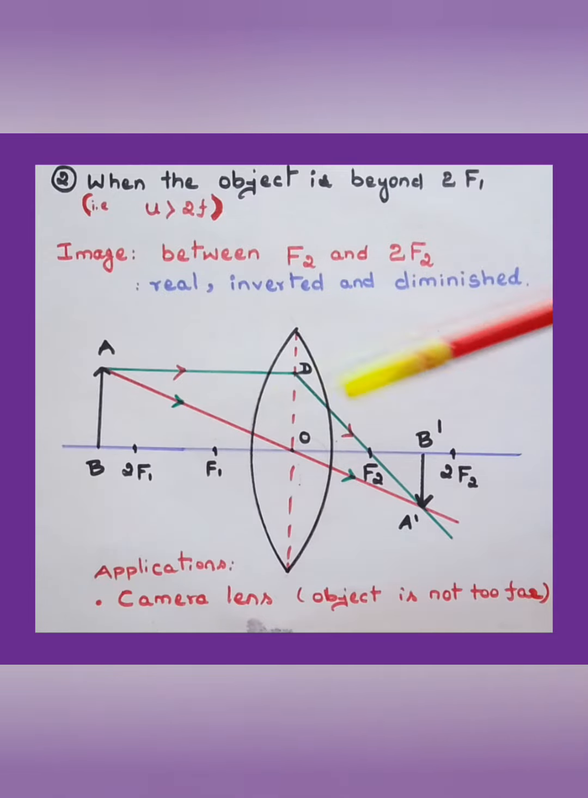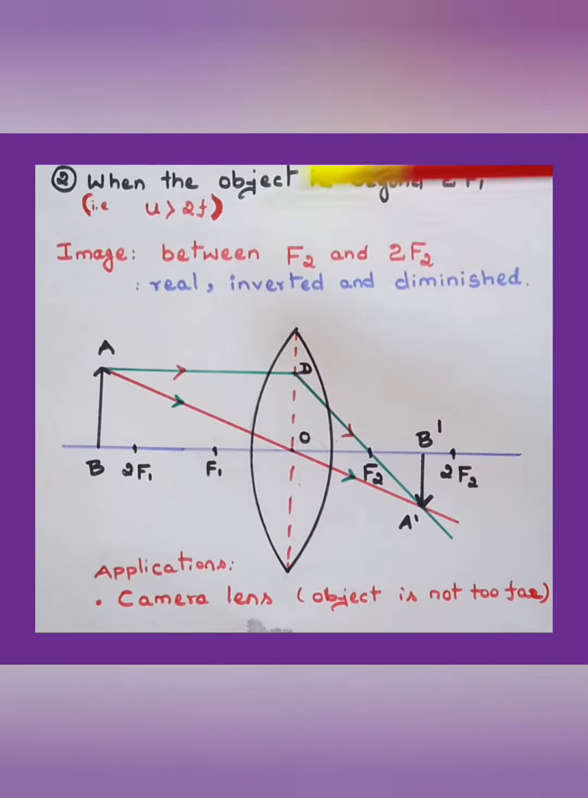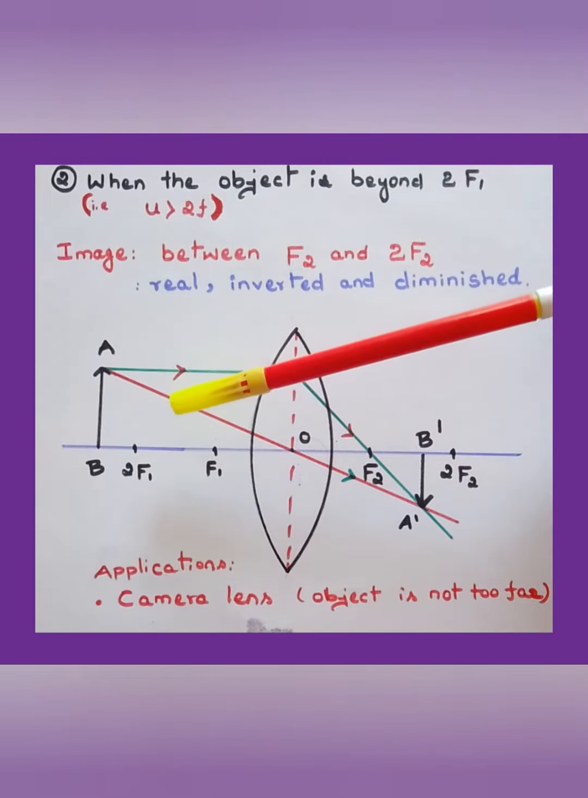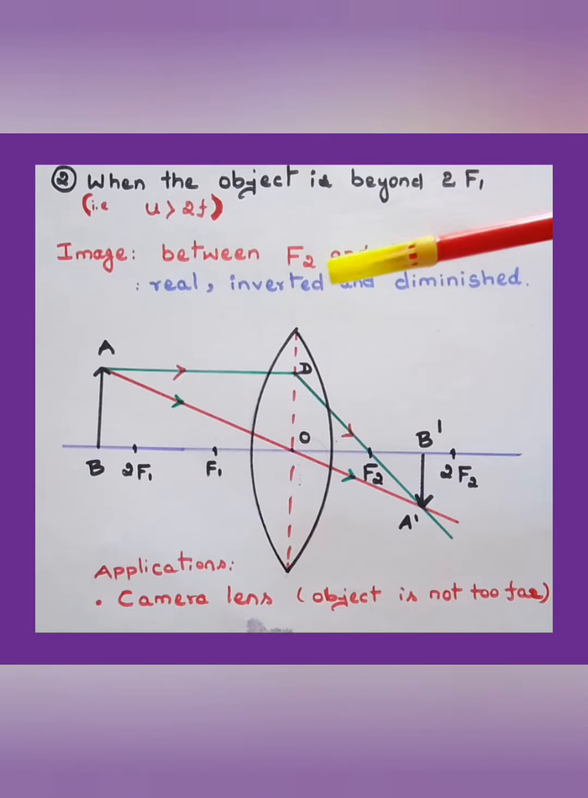Here there is an arrow mark and here also, and mark properly with optical center, and this is the deviation which you can represent as D. So when the object is beyond 2F1, that is, the u value is greater than 2f. So this is 2f, up to here is 2f, and the u value is greater than 2f.